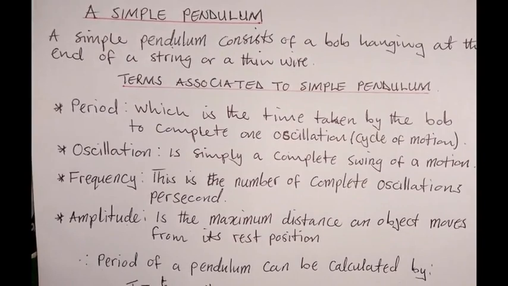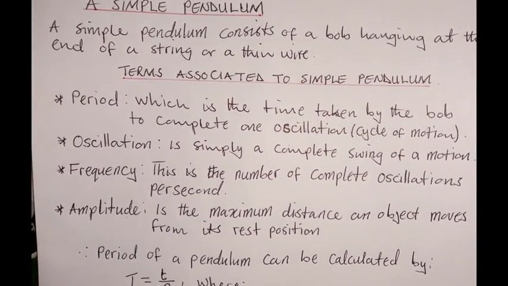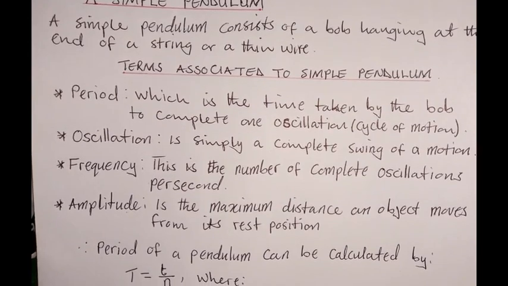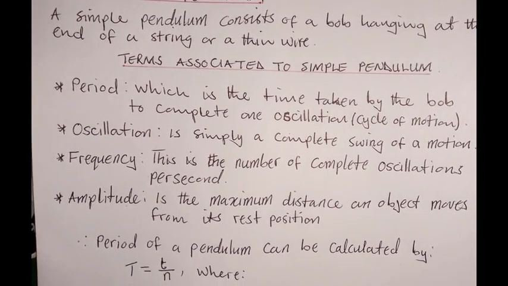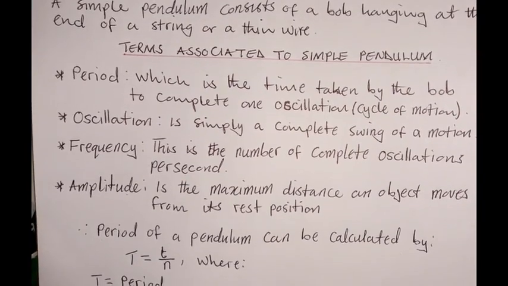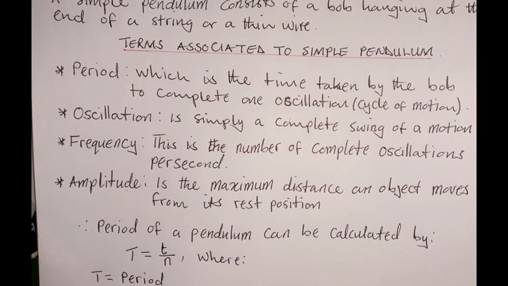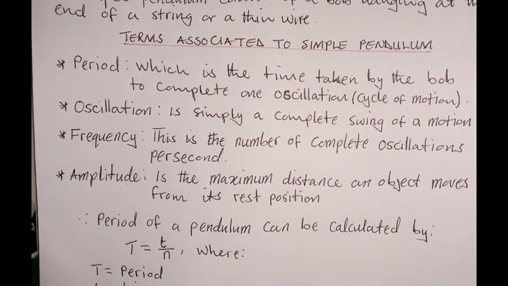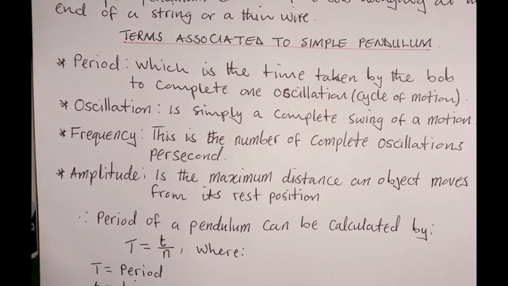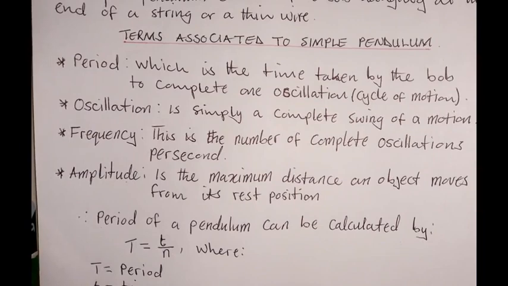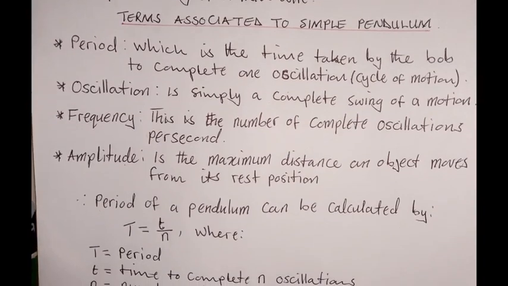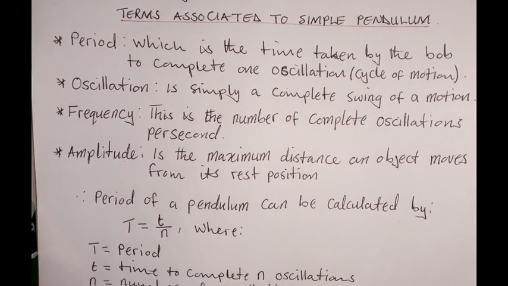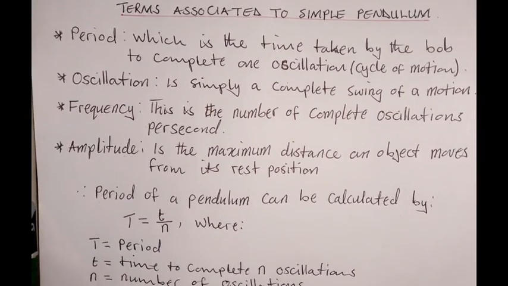Here we are saying that a simple pendulum consists of a bulb hanging at the end of a string or a thin wire. We also have terms associated with the simple pendulum. The period is the time taken for a bulb to complete one oscillation or cycle. An oscillation is a complete swing of motion. Frequency is the number of complete oscillations per second. Amplitude is the maximum distance an object moves from its rest position.